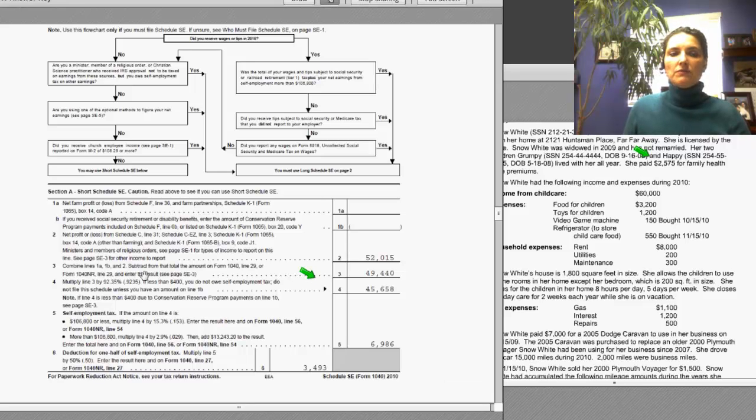We then multiply line 3 by 92.35%, and that gives us $45,658. Now we multiply $45,658 by 15.3%, and that gives us $6,986. That is Snow White's self-employment tax, and she will need to enter that on Form 1040 on line 56. She also will enter $3,493 as 1/2 of her self-employment tax deduction on Form 1040.